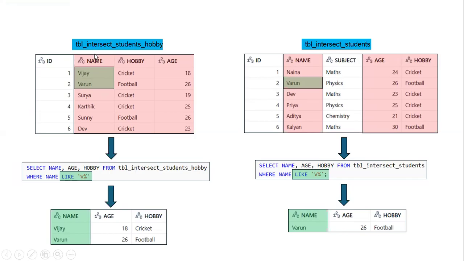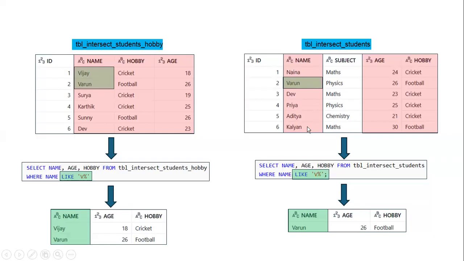We have the name column here, and in the name column we want to find the records that start with the letter V. See here, we have only two records starting with V, so these two records will print here. Similarly from the second table, I want to filter the name column starting with V. Only one record starts with V, so that record is printed here.